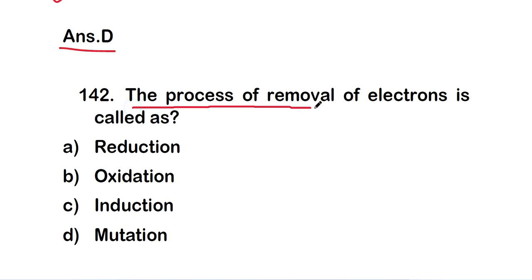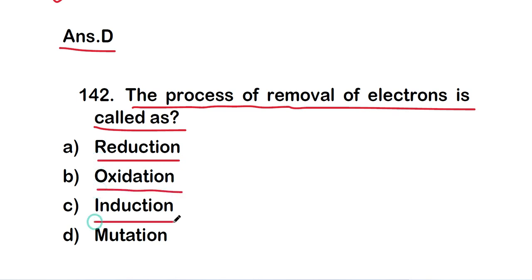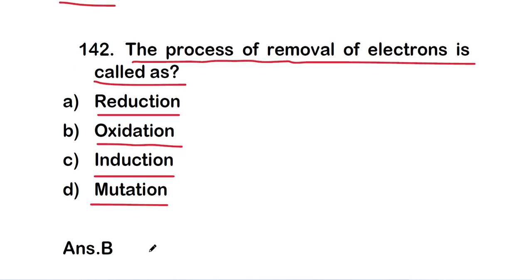The process of removal of electrons is called as option A reduction, option B oxidation, option C induction, option D mutation, and the right one is option B, that is oxidation. So the process of removal of electrons is called as oxidation.